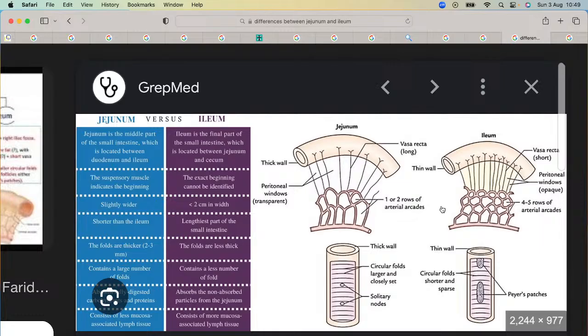Starting from the mucosa being thicker, the mesentery being thicker with more fat, the jejunum having one or two rows of arterial arcades, and the location of the jejunum compared to the ileum. The jejunum is found within the umbilical region, and the ileum is found closer to the pelvis. And the length: the jejunum is much longer compared to the ileum. The general length of the small intestine can run between 3 to 5 meters.